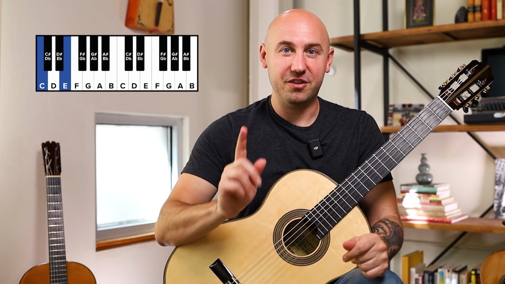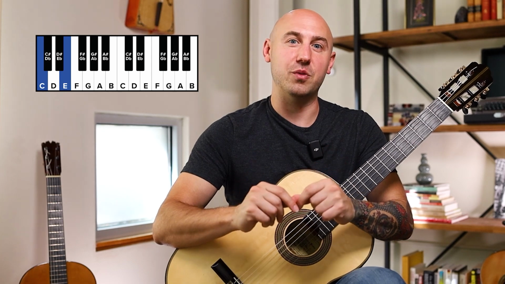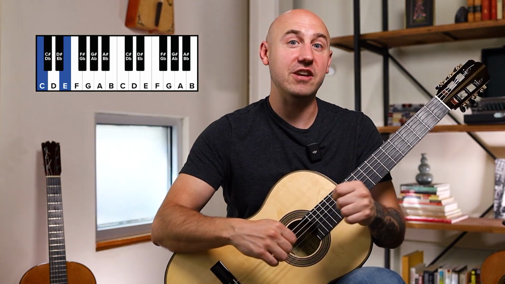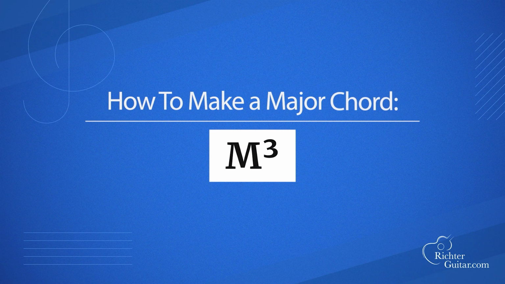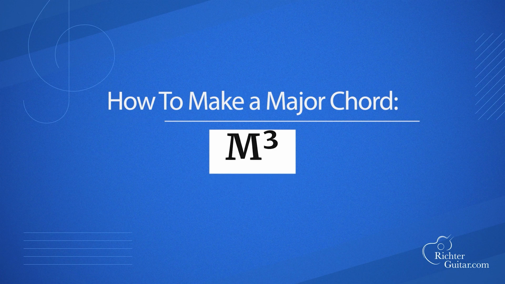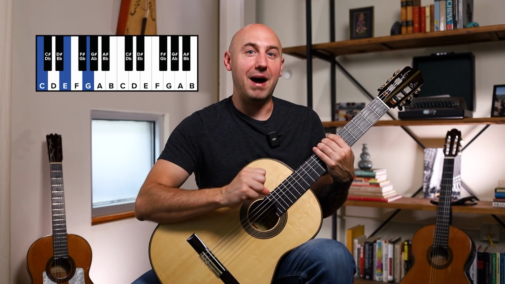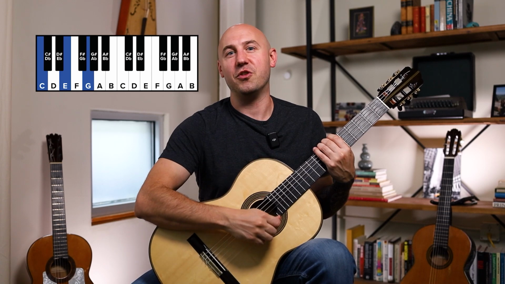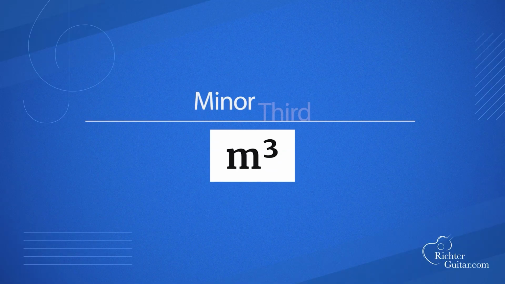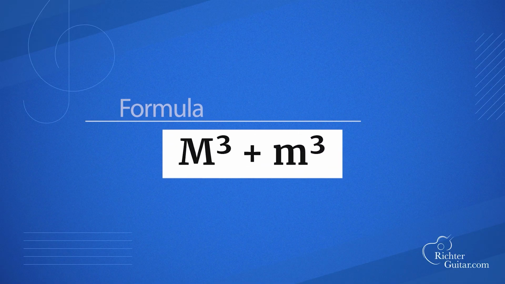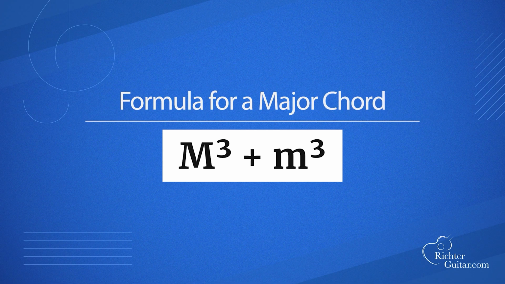So let's recap. C to E, the distance between those is 4 half steps. That's a major third. And we represent that by writing a capital M with a superscript 3. And then E to G is a minor third, only 3 half steps away. And we represent that with a lowercase m, 3. So the formula for a major chord is 4 half steps plus 3 half steps. It's a major third plus a minor third.